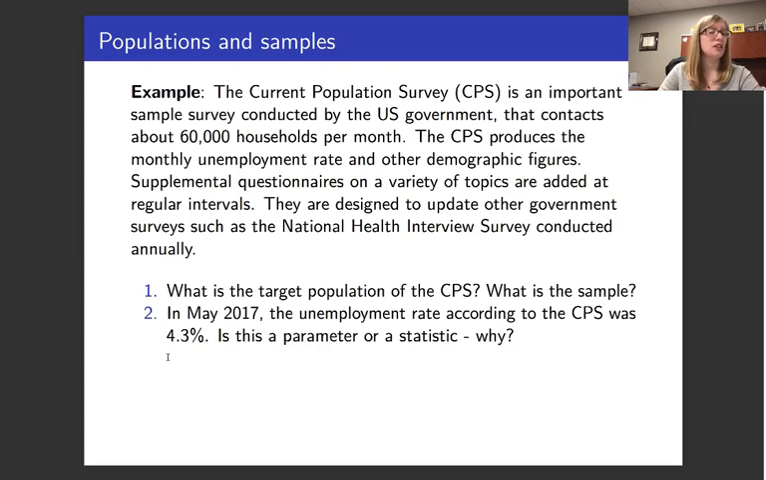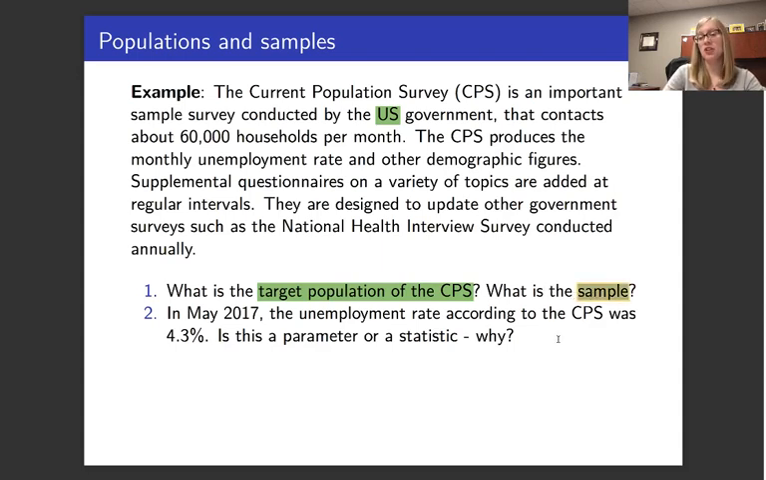Supplemental questions, these are additional questions, are added all the time. These are used as sort of a test platform. So, target population of the CPS. The CPS is actually trying to study households in the United States. So we are trying to collect information or measure information about American households.